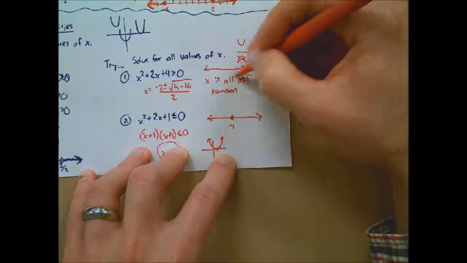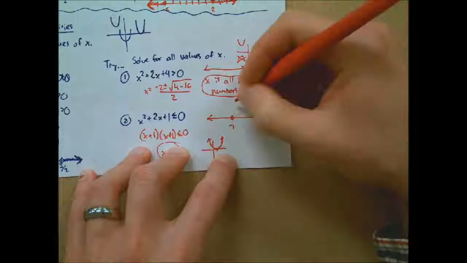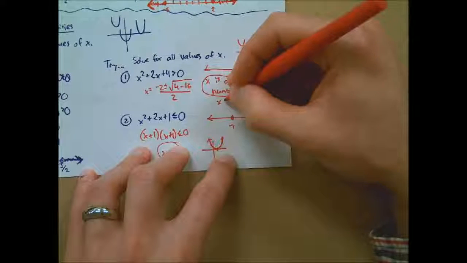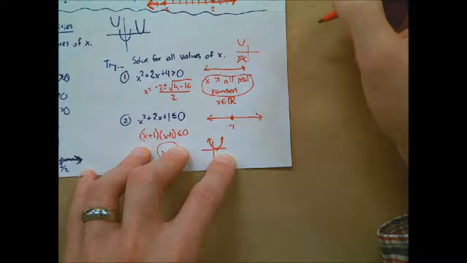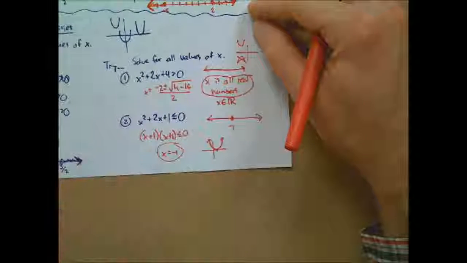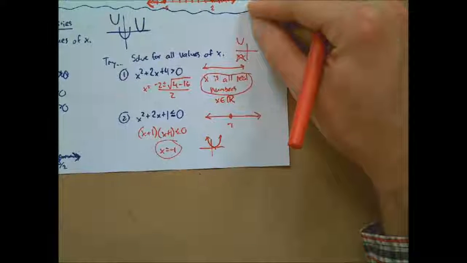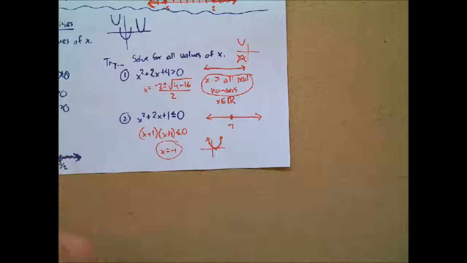If you want to make it easier on yourself, you can say x is an element of the reals, like that. That's another way to do it. Different way to write it. Same thing. That's more mathy. Questions on any of that?